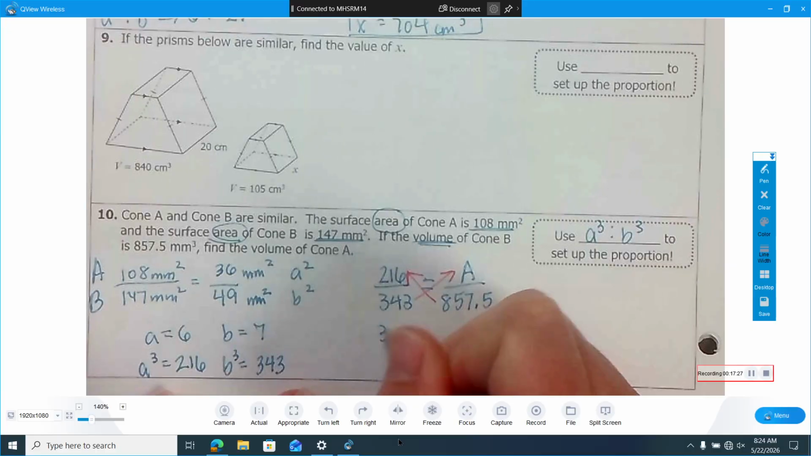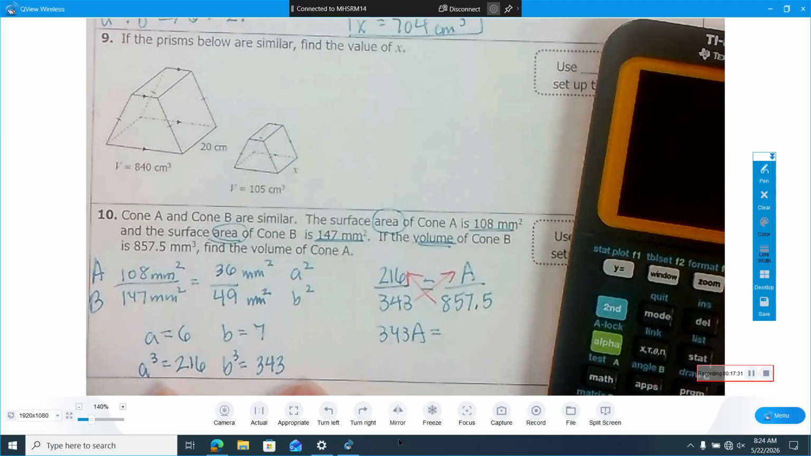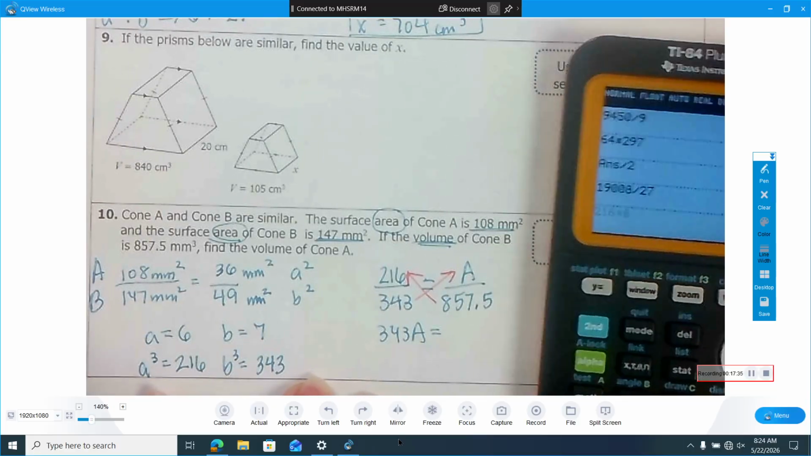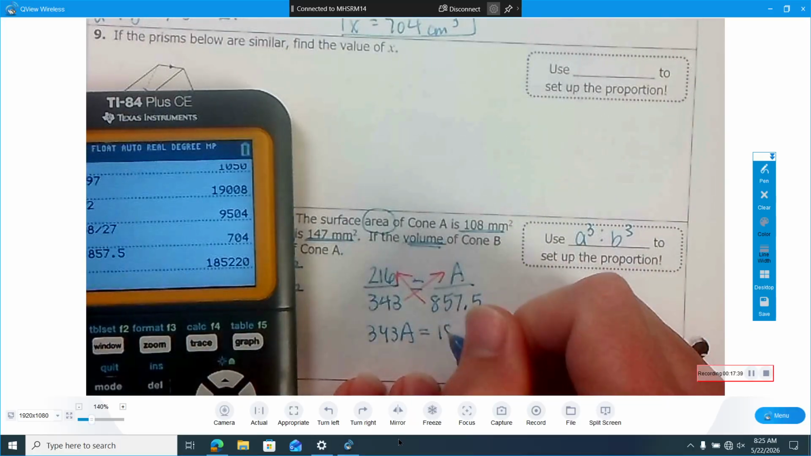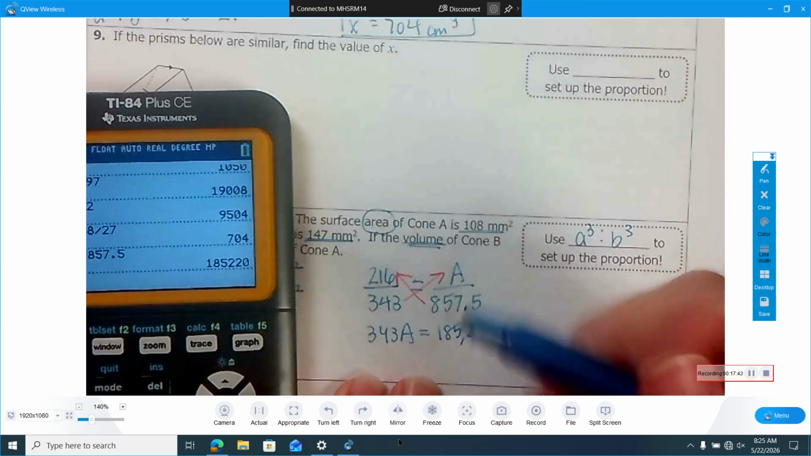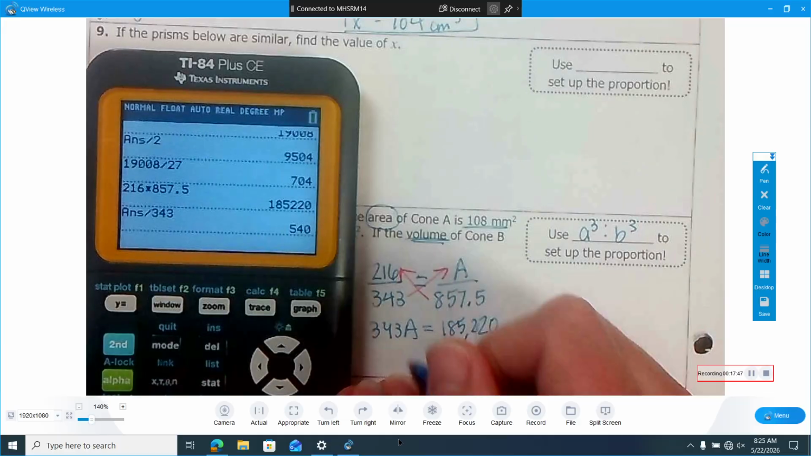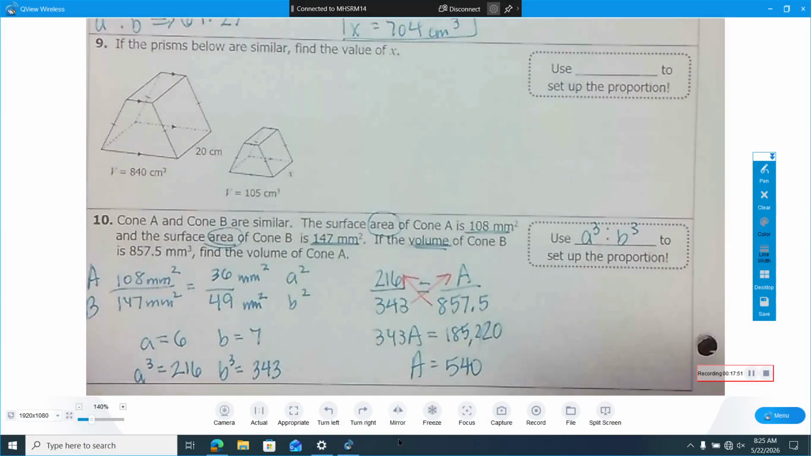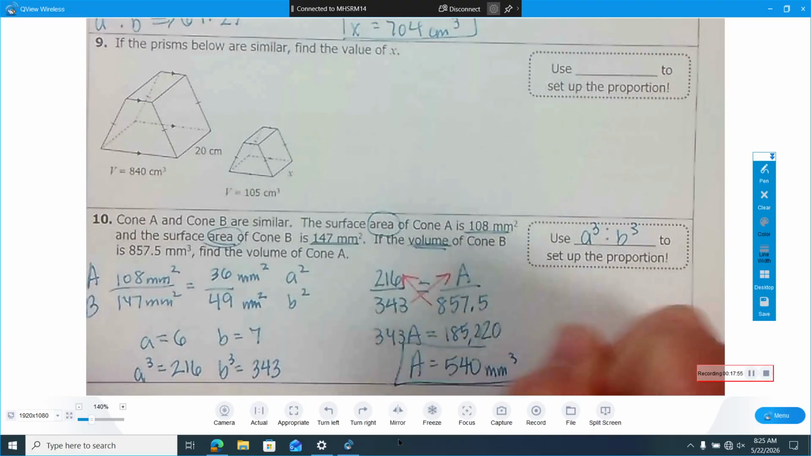All right, so 343A equals 216 times 857.5. That is 185,220. And then divided by 343. So this would be 540. It's volume, so that's going to be millimeters cubed.